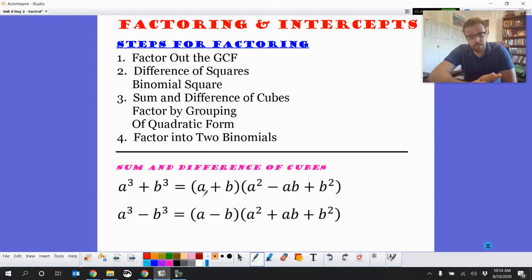So if you have a sum of cubes, you always get a term that looks like the same thing, positive, positive, negative, negative. And then you end up with a trinomial on the end. This is going to be the opposite of whatever you had. So if you have a plus, it's now a minus. If you have a minus, it's now a plus. Square the terms and then multiply the two terms together.